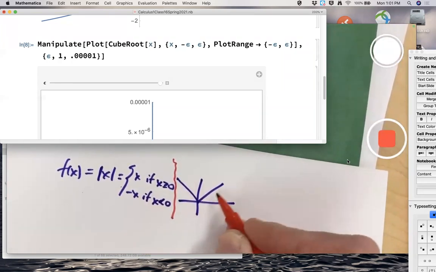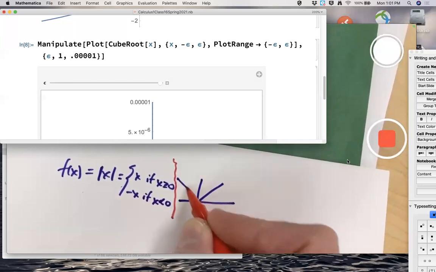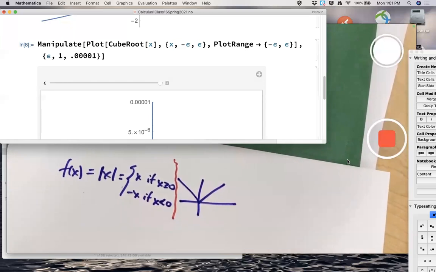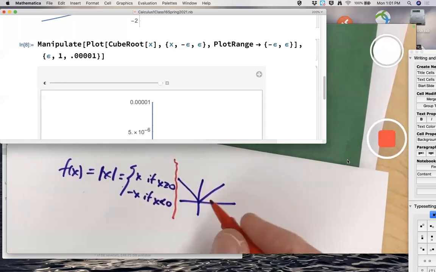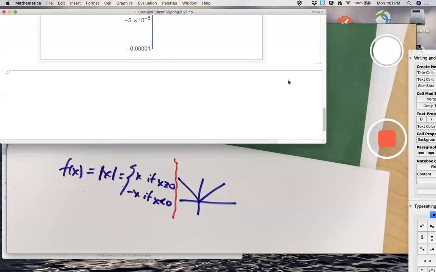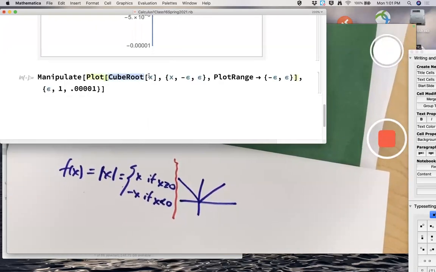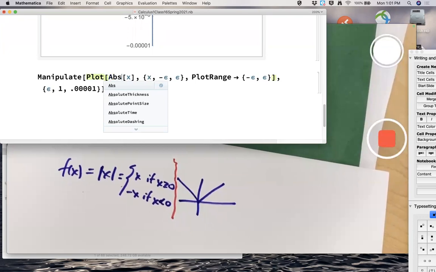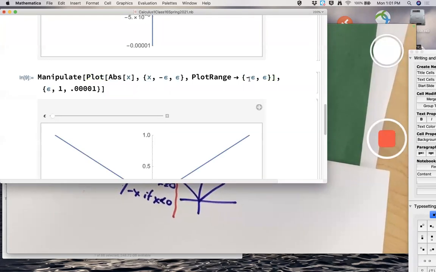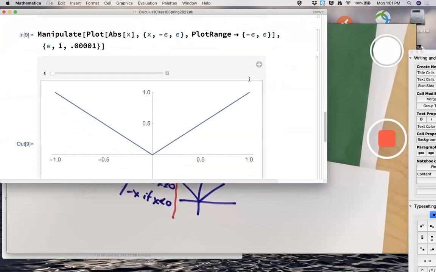The graph over here is like the graph of y equals x. The graph over here is like the graph of y equals negative x. So the graph looks like a V. What's going to happen if we zoom in closer and closer to the origin in this graph? Let's just copy and paste this Mathematica code down here and change the cube root of x to the absolute value of x, which you can do as ABS. The graph looks like a V. The scales are not the same, so it's kind of an elongated V.